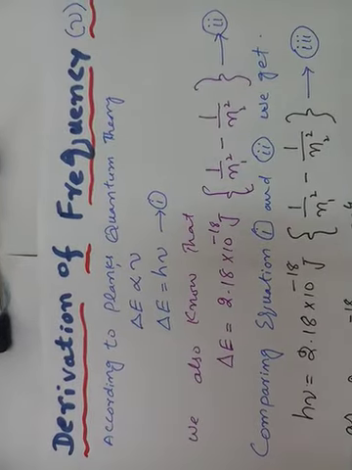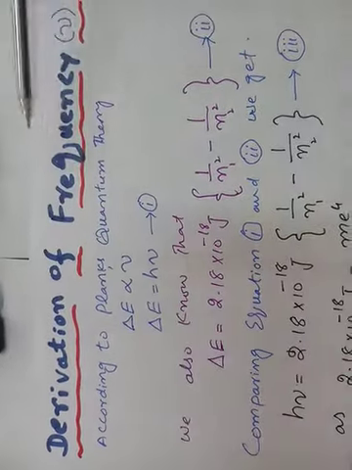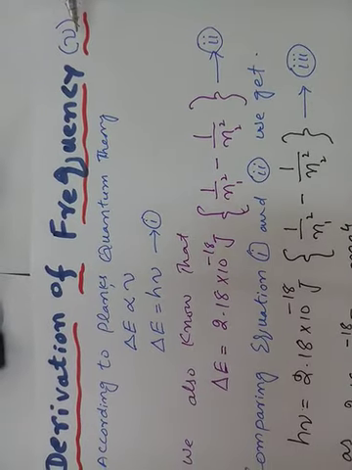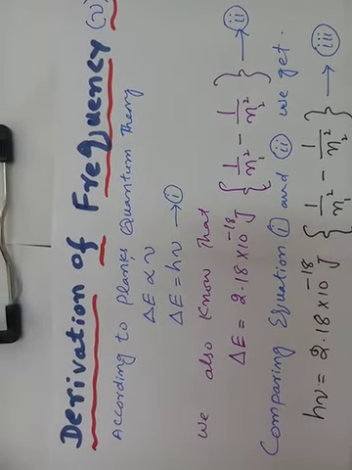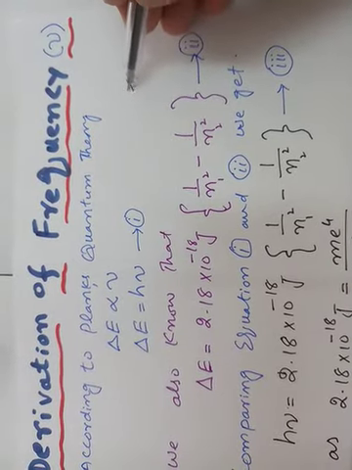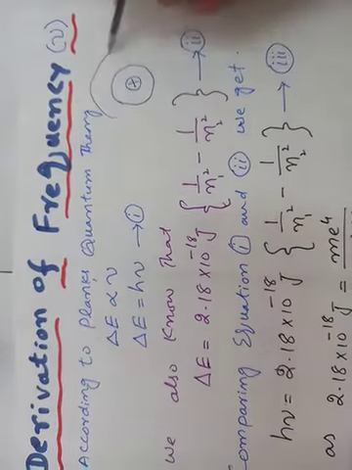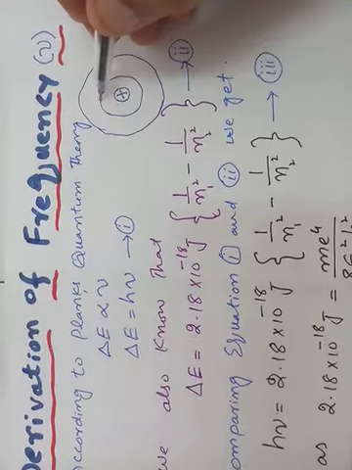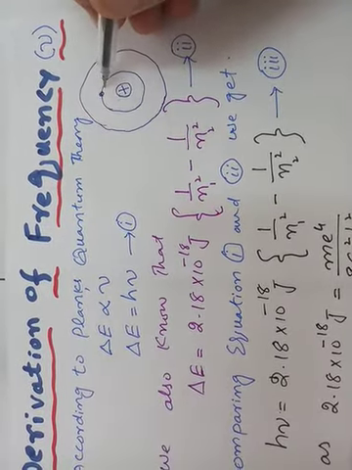So dear, now we are proceeding towards our next topic. This is the derivation of frequency, nu. Nu is the symbol for the frequency of the light emitted when an electron jumps back from a high energy state to a low energy state. You know that, for example, this is the nucleus, this is the first shell and this is the second shell. So let's say the electron is here, it is in a low energy state.